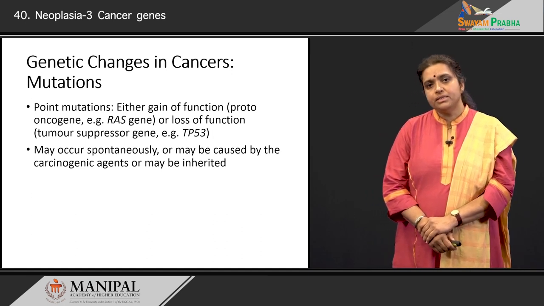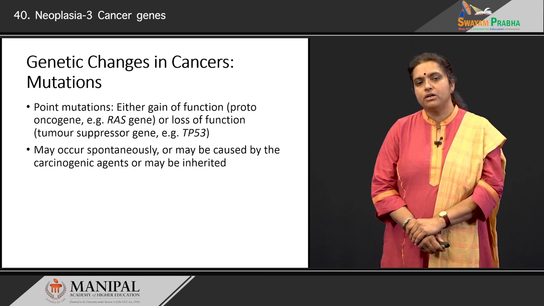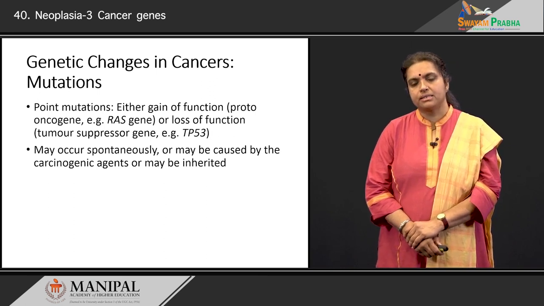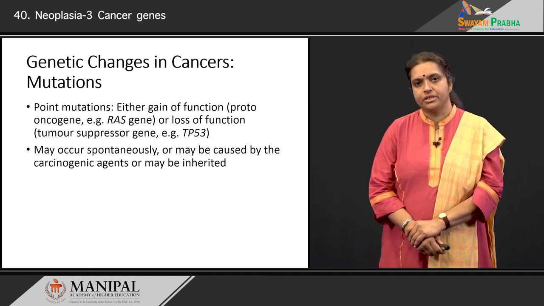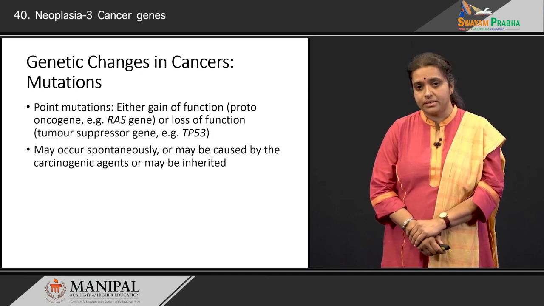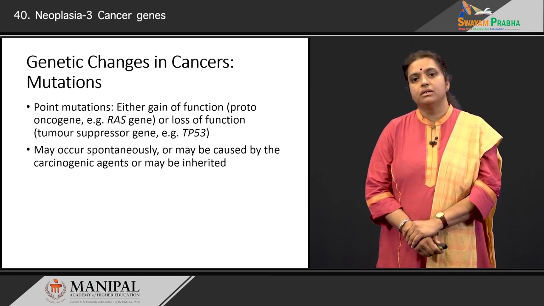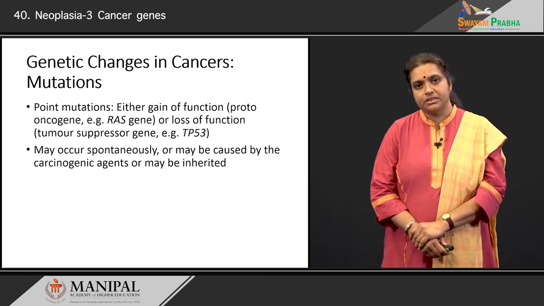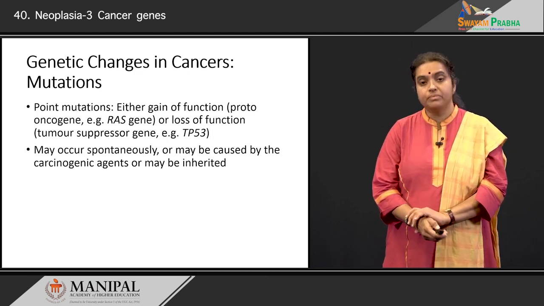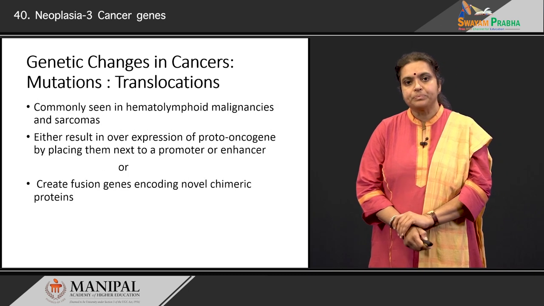Now, these mutations can occur on their own spontaneously, or they may be caused by carcinogenic agents such as chemical carcinogens or radiation, or even be inherited. So, whatever the cause is, if a mutation happens within a proto-oncogene or a tumor suppressor gene, that could turn the cell malignant.